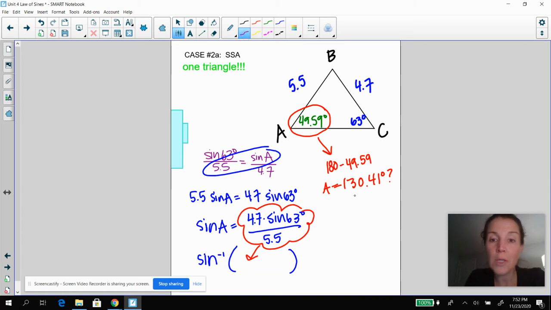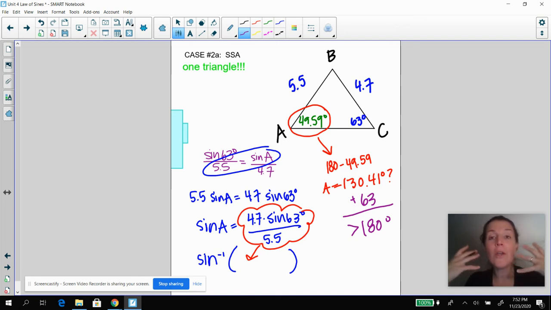So 130 plus 63, that's way more than 180 degrees. Not actually way, but you know what I mean. So that's more than 180 degrees. And so then we know that there can only be one triangle here. You're going to see in the next slide when there could be two. And then if there's only one triangle, you just keep going and you solve for the rest of the triangle.